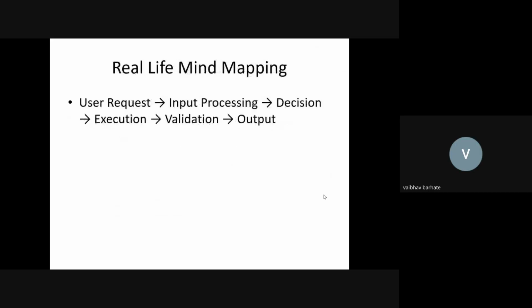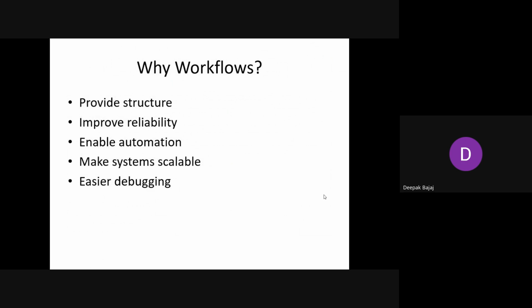Real life mind mapping: user request, input processing, decision, execution, validation, and output. This is the thing: the user will request, we will process the input and take a decision, and based on the decision, we will execute things. Am I right? Then validate and output.